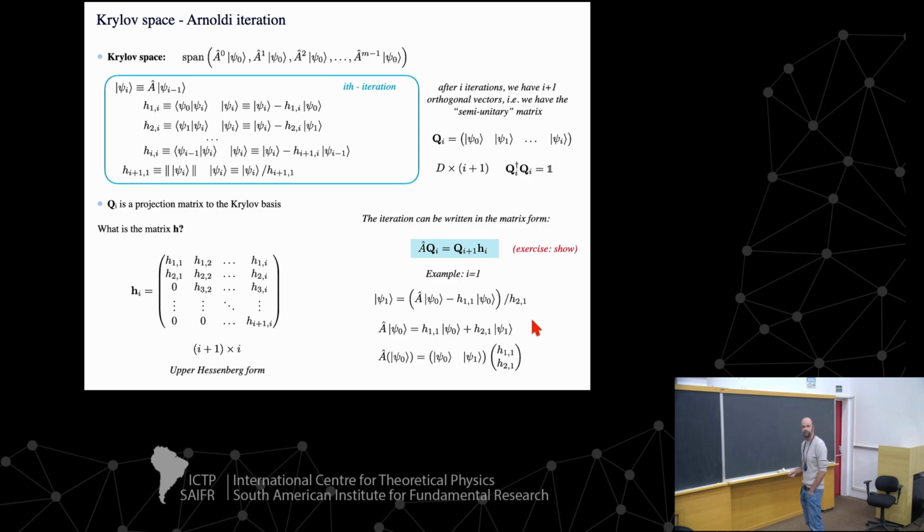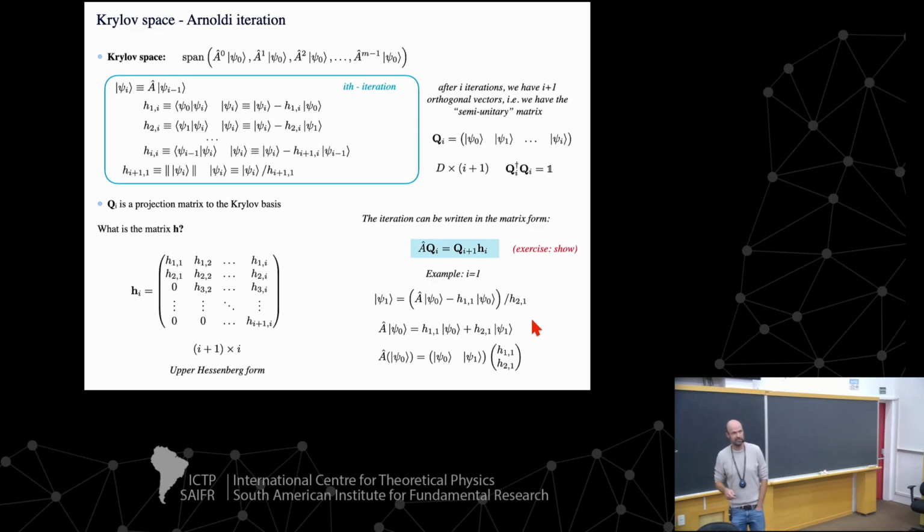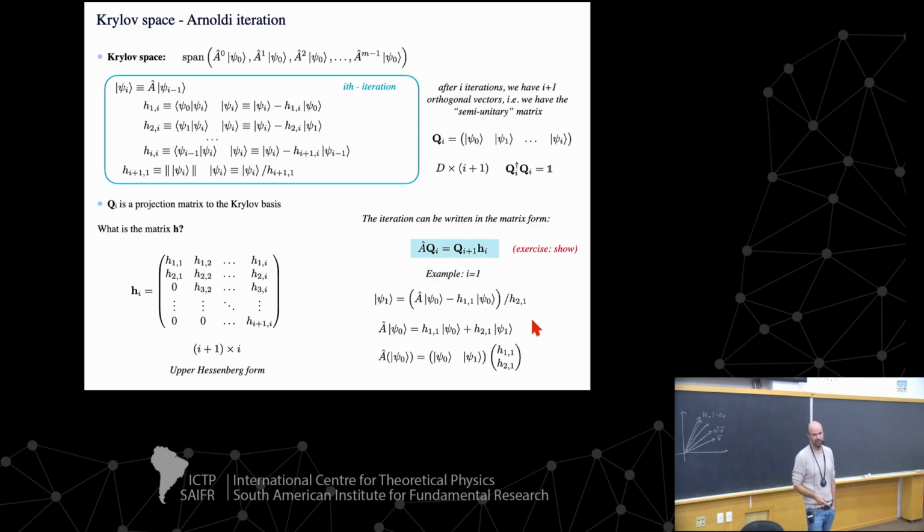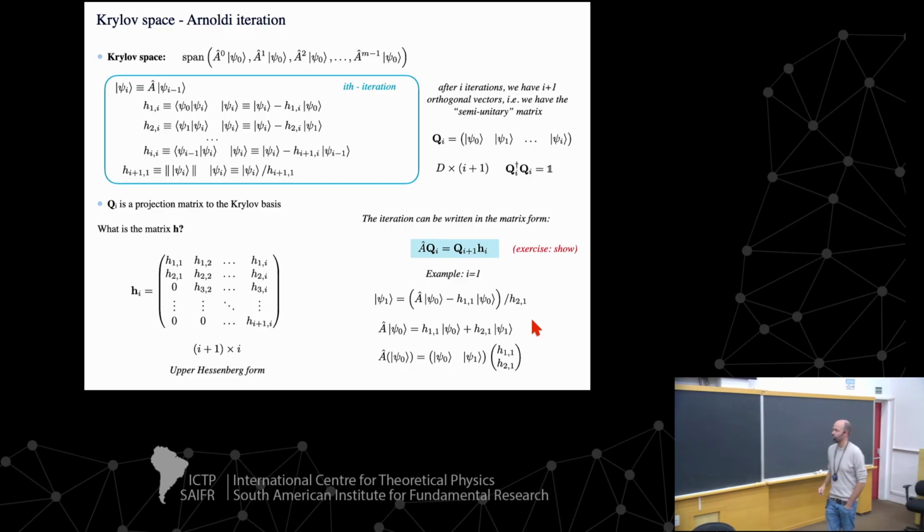Now if you want to prove that this is true for future iterations too, one just has to do induction, showing that if it's true for I, it's also true for I plus 1, and you can do this if you want.